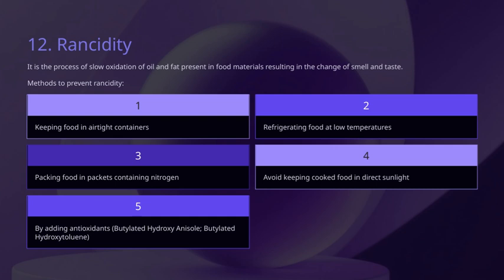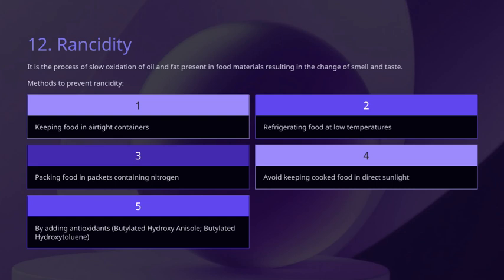Adding antioxidants is also a common method. Substances like butylated hydroxyanisole and butylated hydroxytoluene are used to prevent the fats and oils in food from oxidizing too quickly. These antioxidants effectively delay the development of rancidity. Another technique is packing food in packets containing nitrogen. Nitrogen displaces oxygen in the packaging, reducing the chances of oxidation. This helps maintain the quality and extends the shelf life of perishable items.